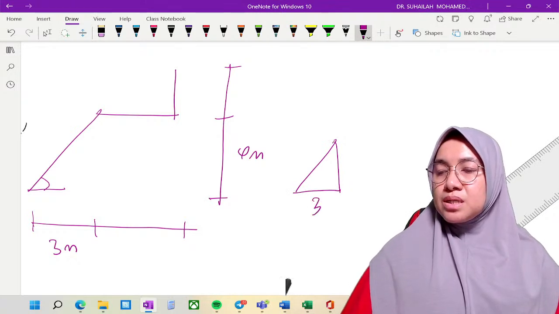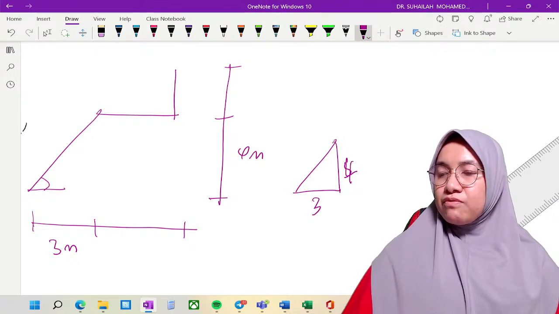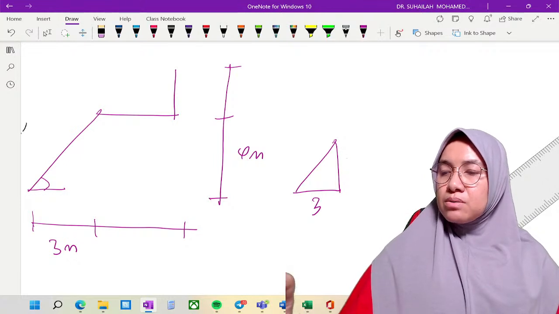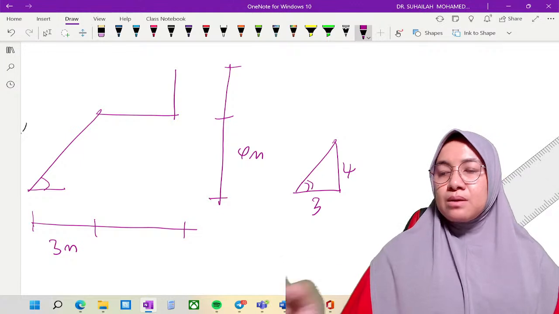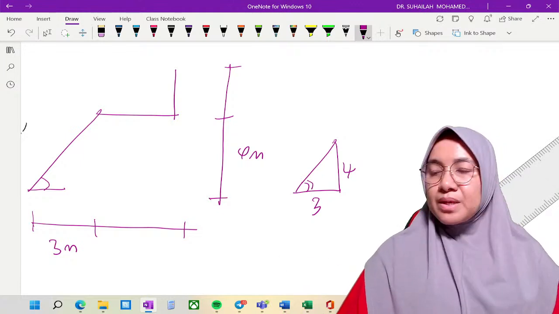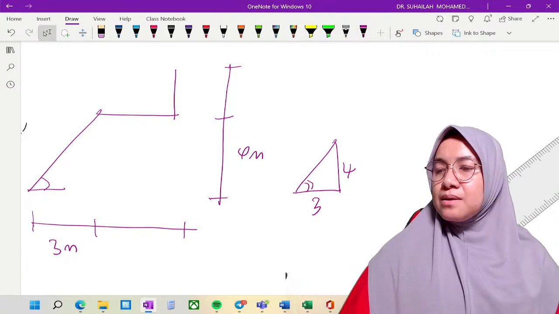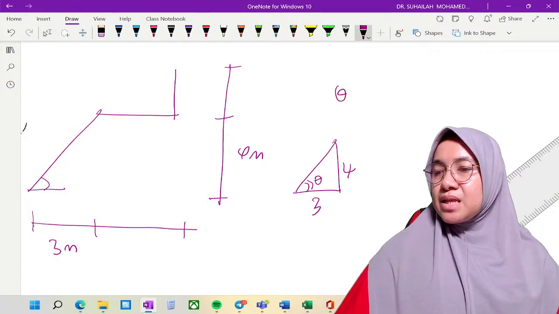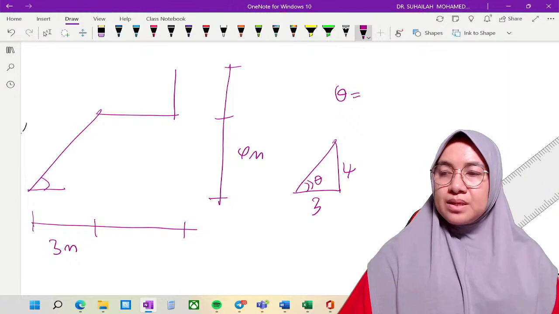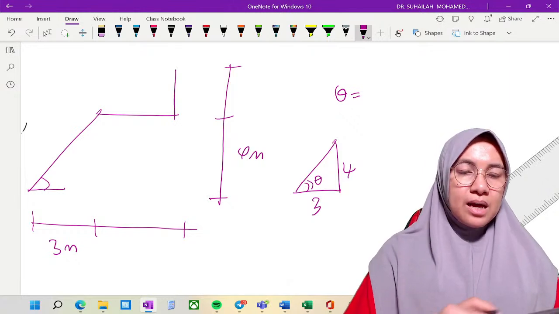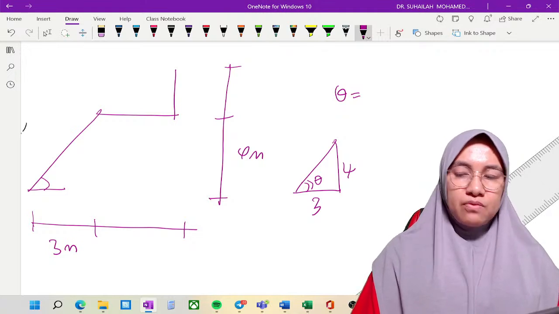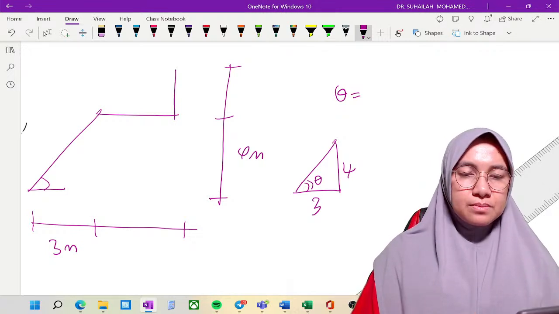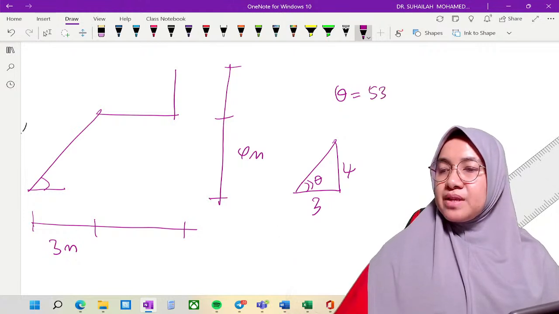So this is 3, this is 4. So what is this value? We use tangent, so arctangent. So we get theta is equal to arctangent of 4 divided by 3. So the angle is 53.13.